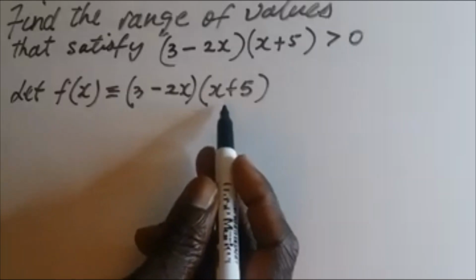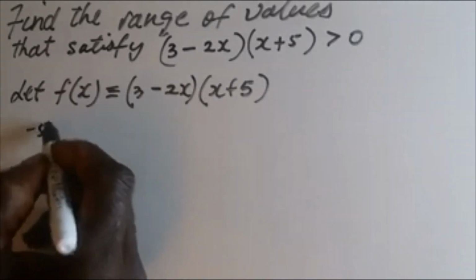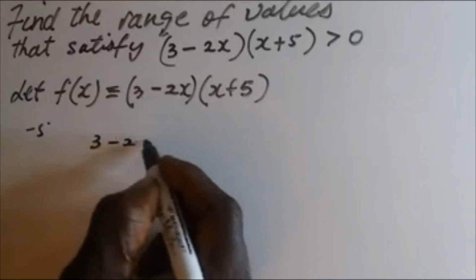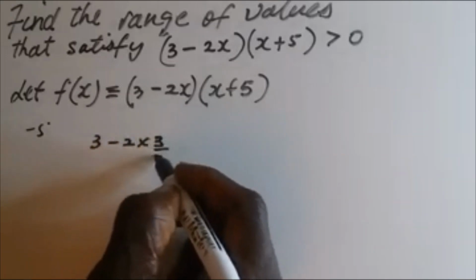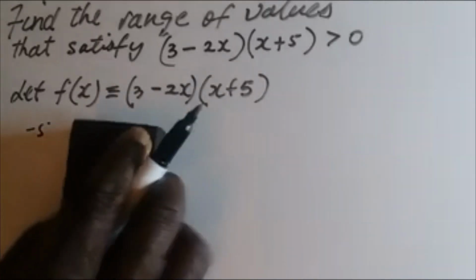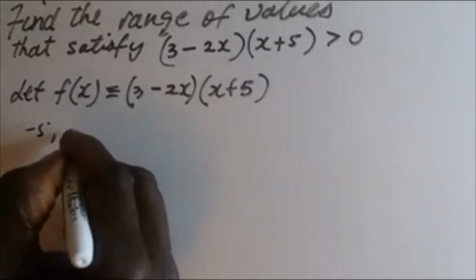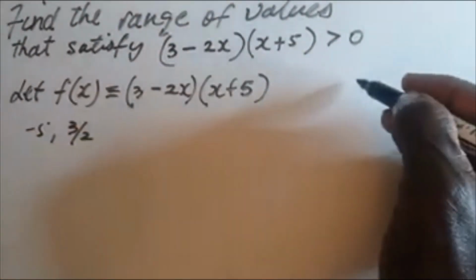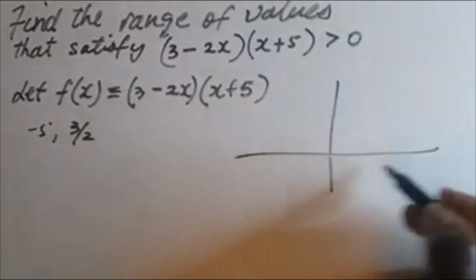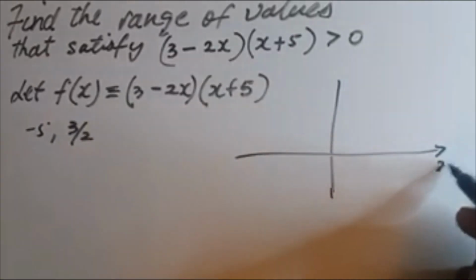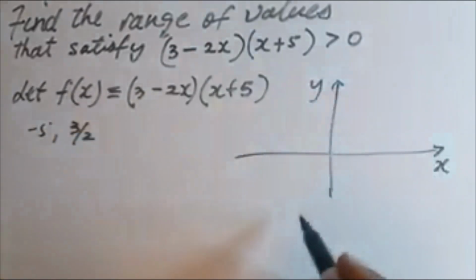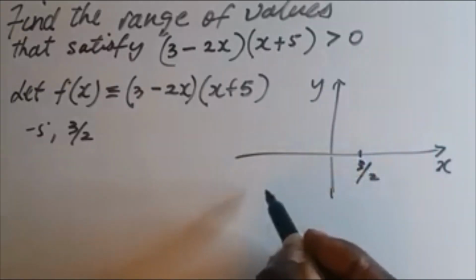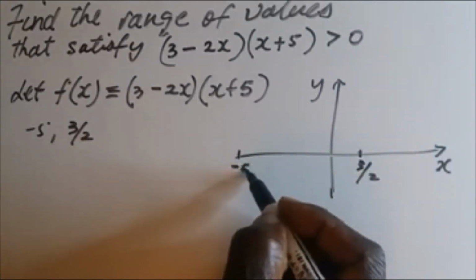We know that we will have a 0 at -5. And the next 0 would be at 3/2. So one 0 at -5 and the other at 3/2. We sketch our graph. 3/2, let's call it about that. And -5, let's make it there.